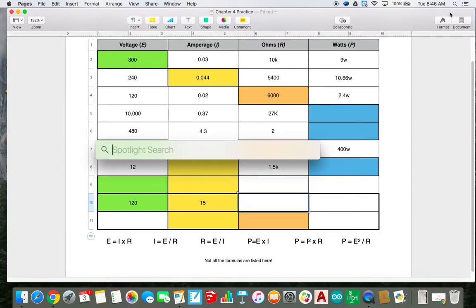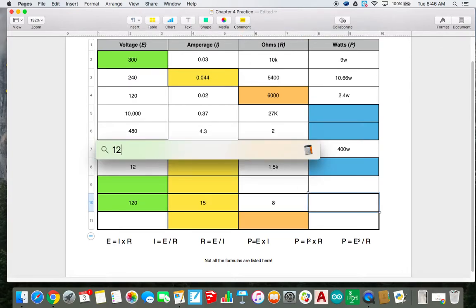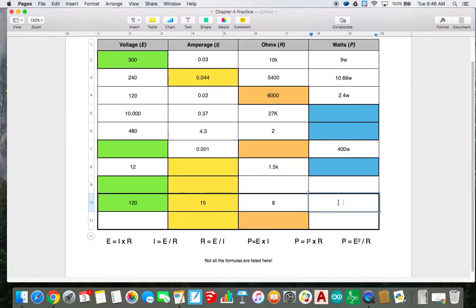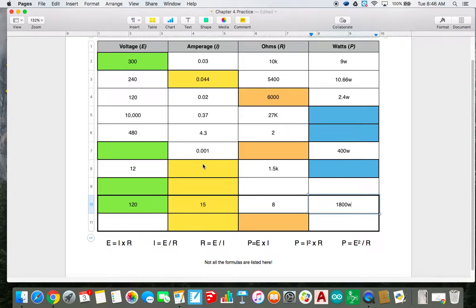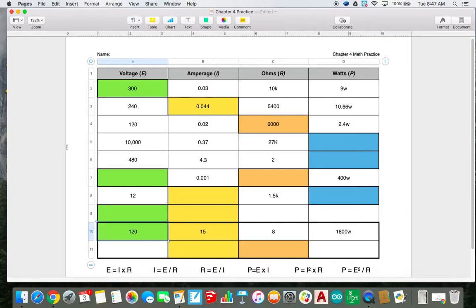Okay, that's what it uses. I know that 120 divided by 15 is my ohms, and I know that my wattage is 120 times 15, which is 1800, which is about the max you can get. It is the max you can get out of a 15 amp circuit. Okay, so the worksheet will look really similar to this. Finish it out, and the bottom two are going to be your items that you're going to put in.